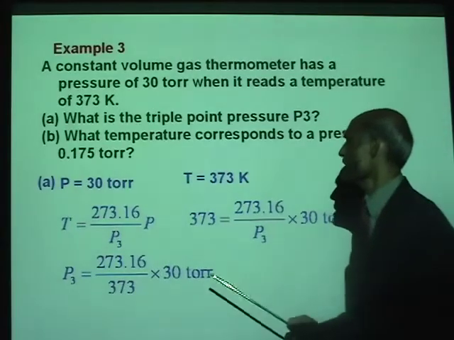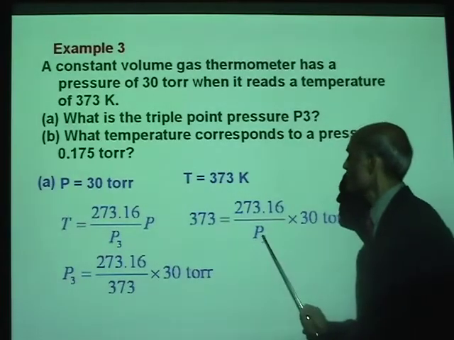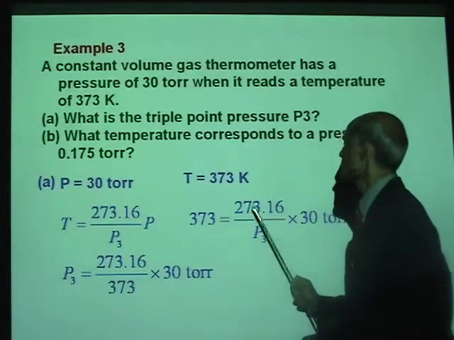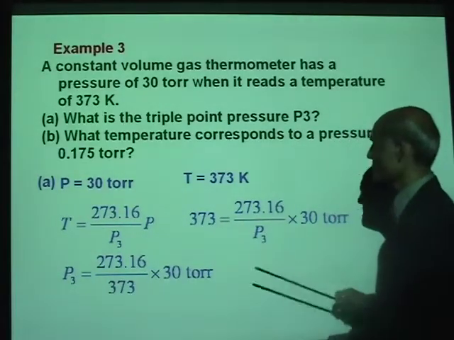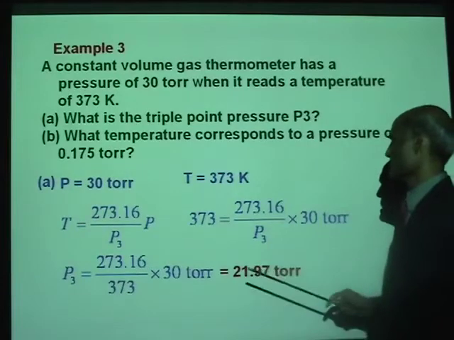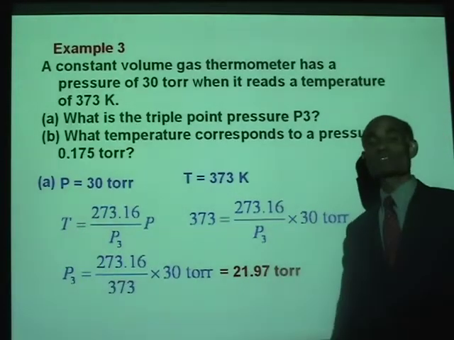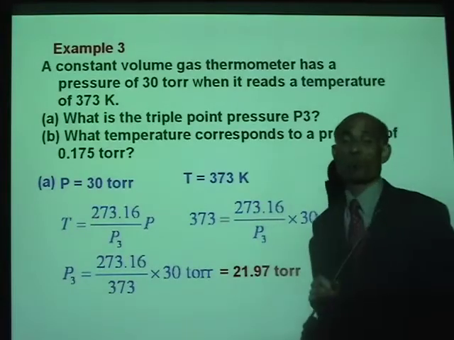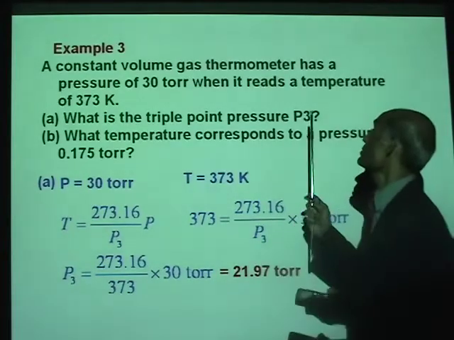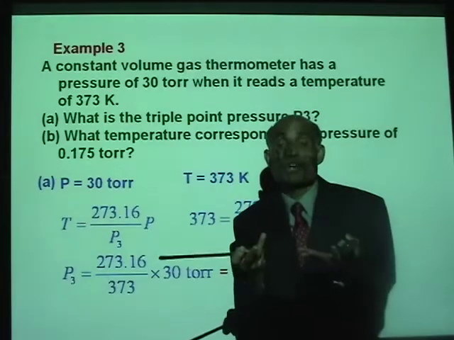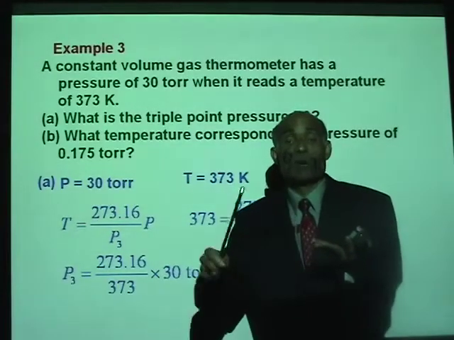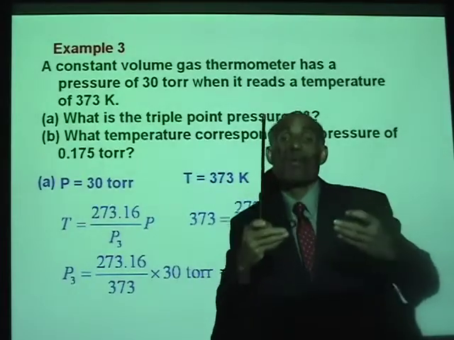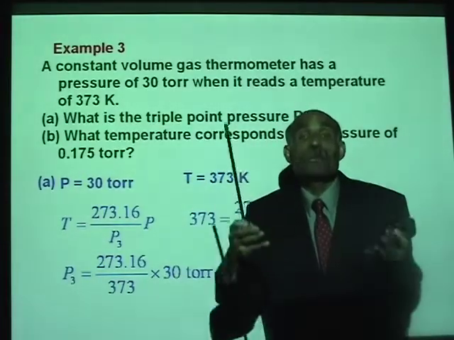Or P3 equal to, is that right? I can simply swap positions. P3 equal to 273.16 over 373 times 30. That is 21.97 torr. And this is the triple point pressure. The pressure of the gas inside the constant volume thermometer when the bulb of the thermometer is covered in water ice steam bath.